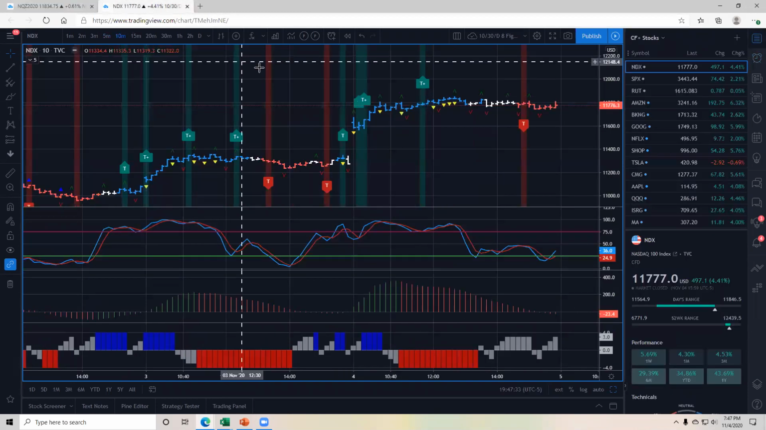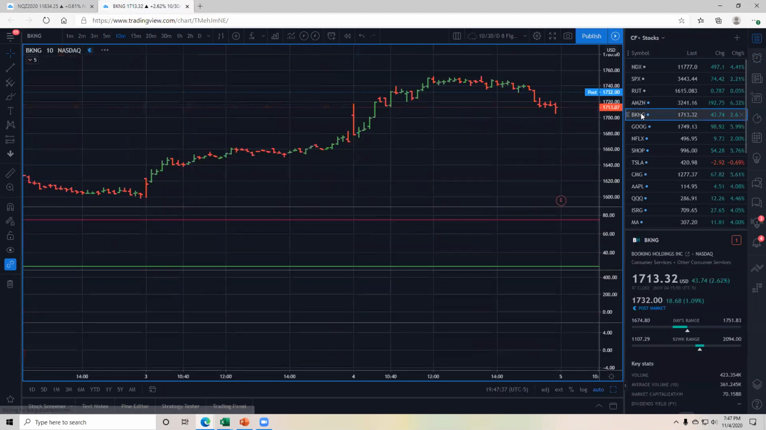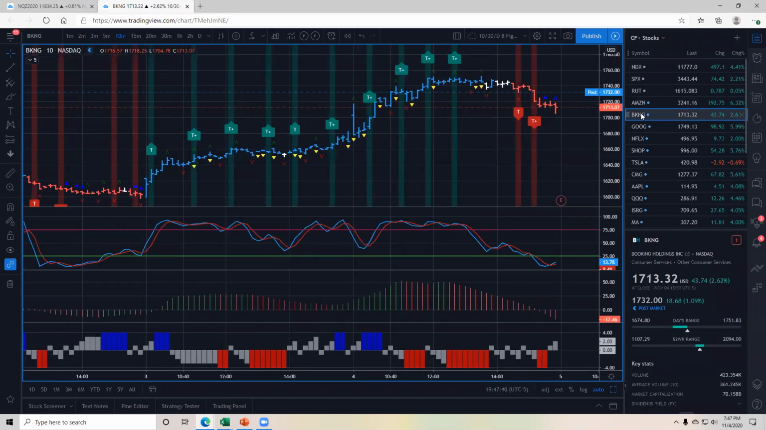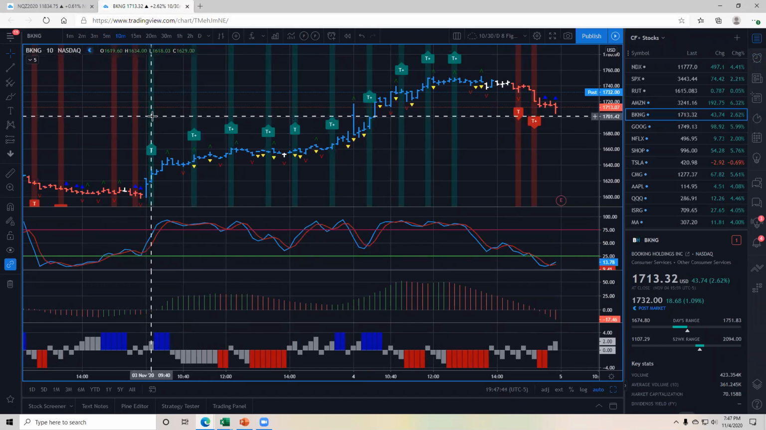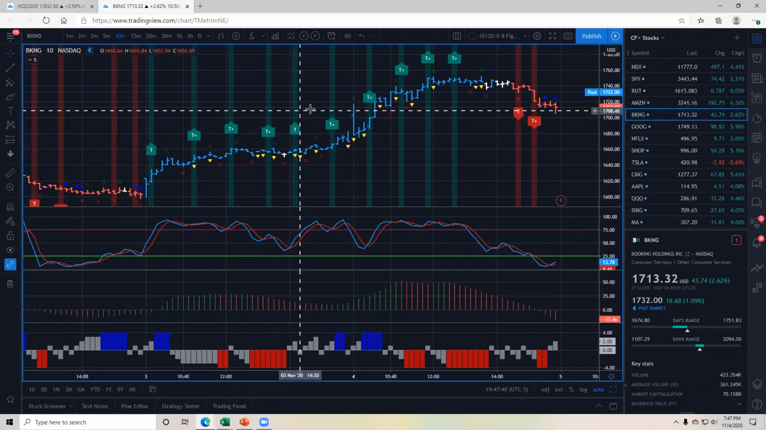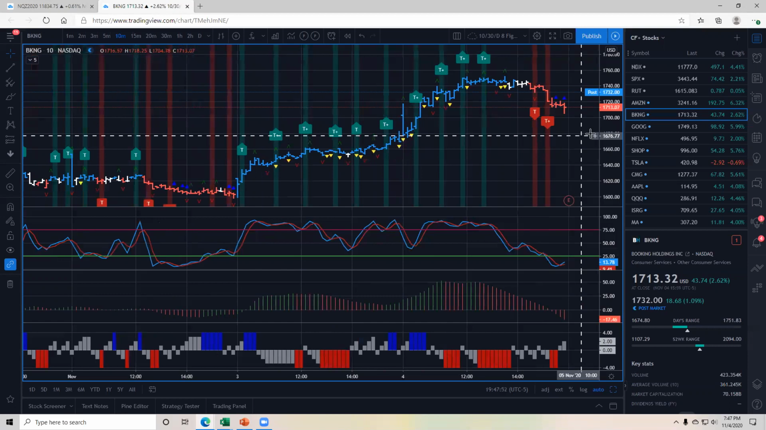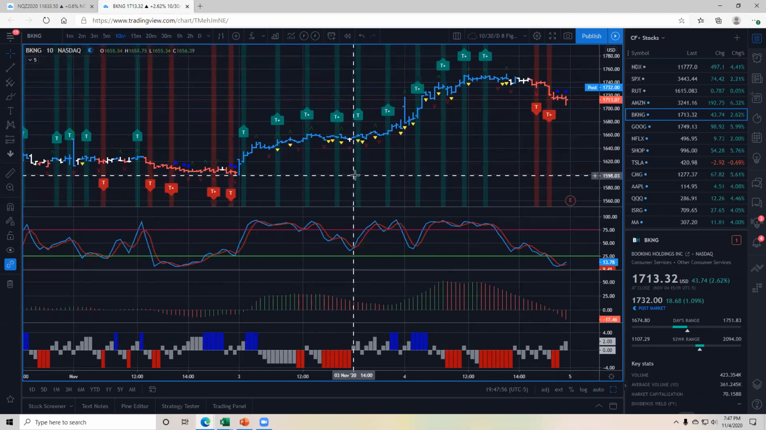But I may choose to take a trade, as I was pointing out before, on Booking, which is one of our watch list stocks, and trading the trend bias and the trend continuation signals. I mean, it's just so easy to go back and see where those signals presented themselves. And this isn't just hindsight trading. This is going back and recognizing the value of those signals.